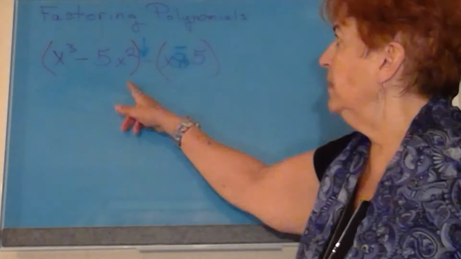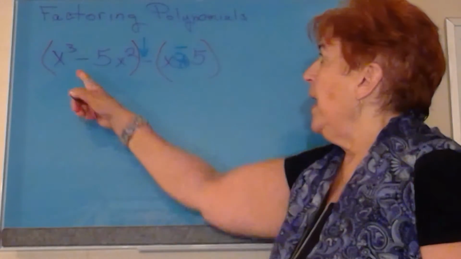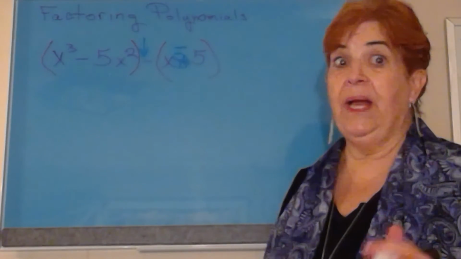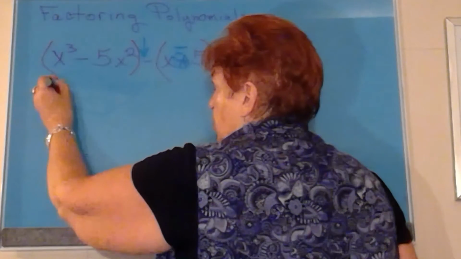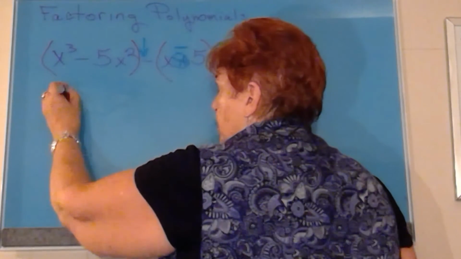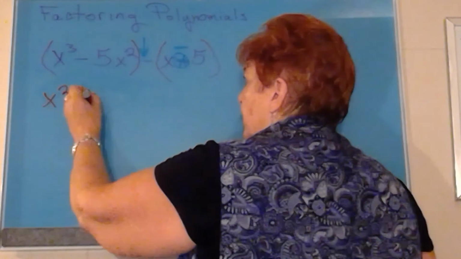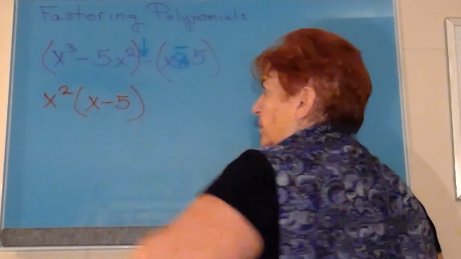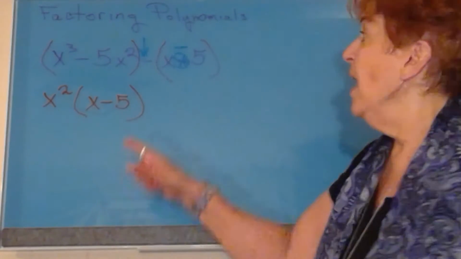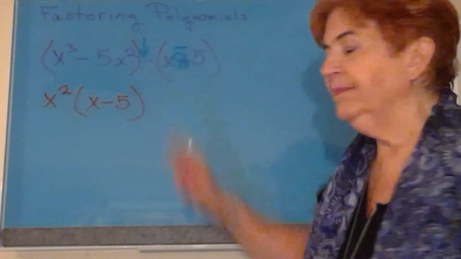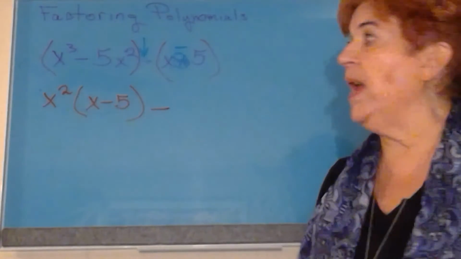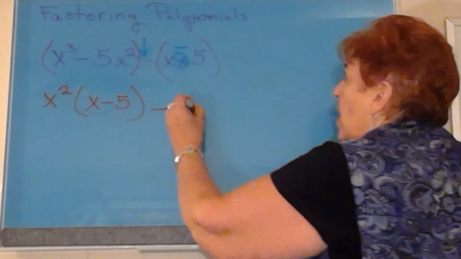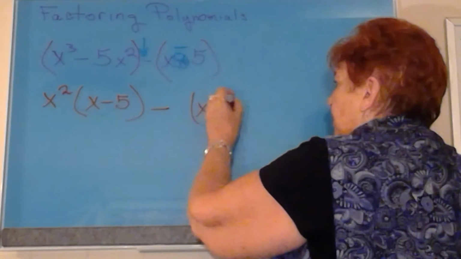Now we're going to look at the first grouping, x cubed minus 5x squared. Well, there's an x in each term, but there's an x squared in each term. Take out the largest factor that you can, and that's going to leave me an x in the first term, a minus, and a 5 in the second term. Now, bring down the negative sign. That doesn't go away. And nothing will factor out of x minus 5, so we're going to leave that as x minus 5.